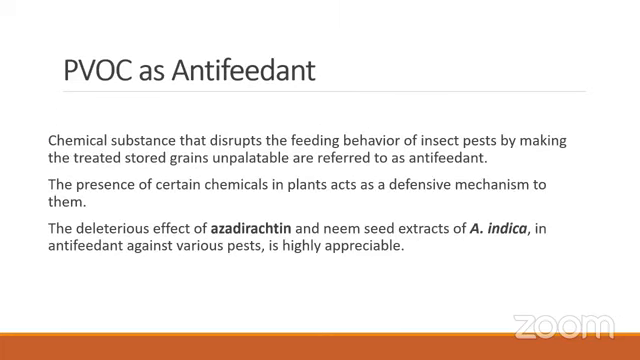Now they also act as anti-feeding agents. The chemical substances which we derive from plants can even disrupt the feeding behavior of insects. When we treat the grain surface or the bags in which the grains are present with these kinds of chemicals, they induce an anti-feeding behavior in the insects. What actually happens? Azadirachtin has this deleterious effect, and even neem seed extracts induce anti-feeding activity in various pests.